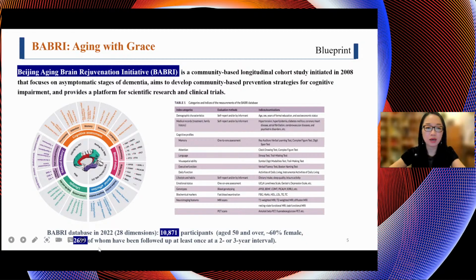Among them, 2,699 have been followed up at least once at a 2 or 3 year interval. We collect data from diverse categories, including medical history and cognitive function, lifestyle and habits, emotional status, genotyping data, biochemical markers, and neuroimaging data, including MR scanning and PET imaging.